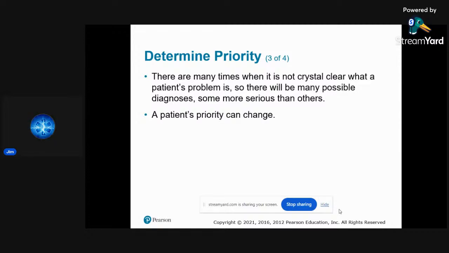And remember, the patient's priority could change, right? They could appear to be stable, and then all of a sudden they're no longer stable. Like their breathing becomes inadequate, and we've got to breathe for them. So there's all kinds of possibilities. We just note that we can change their status from stable to unstable at any point.